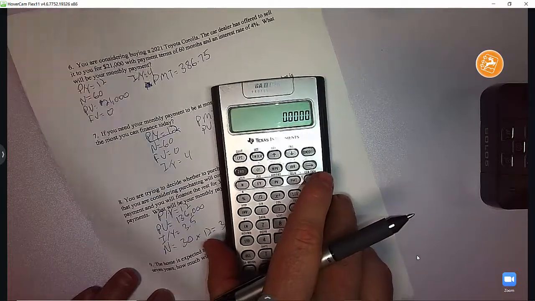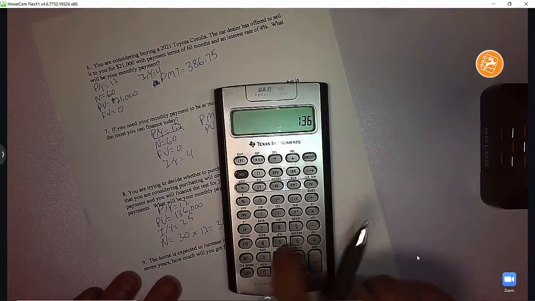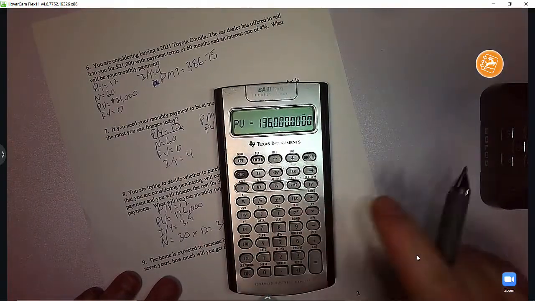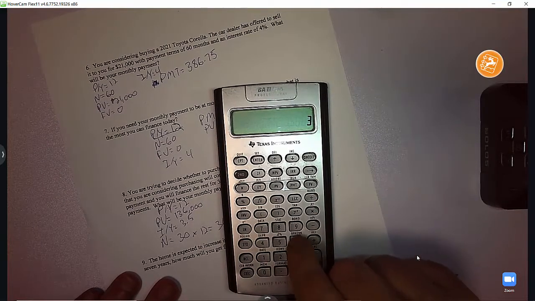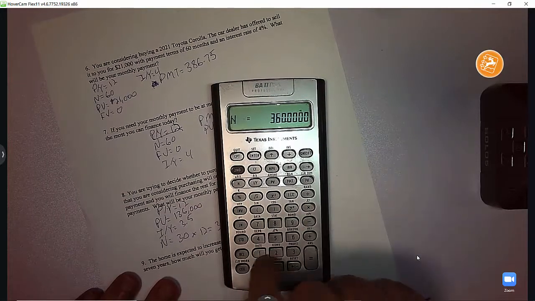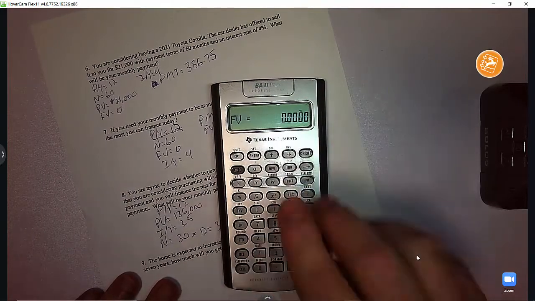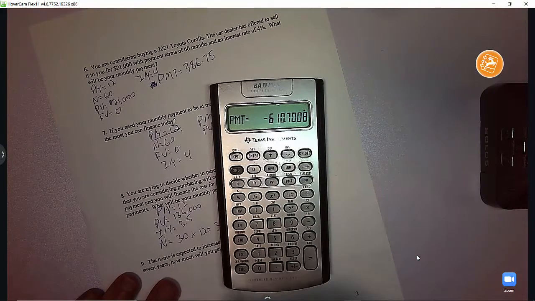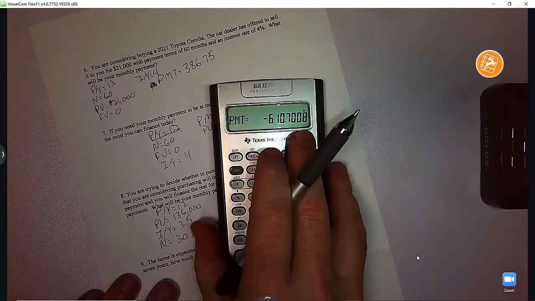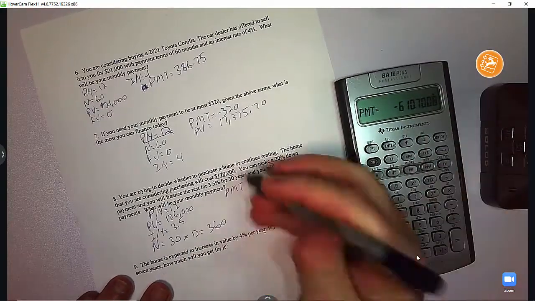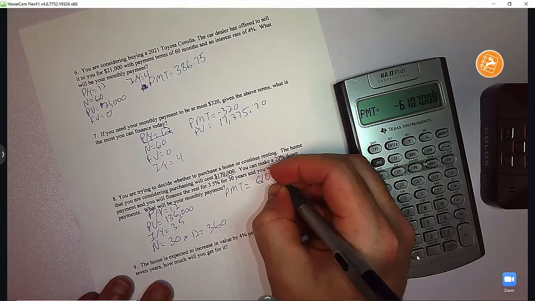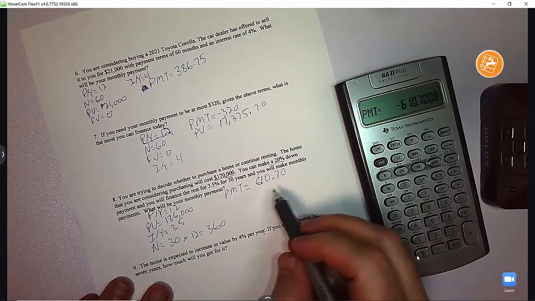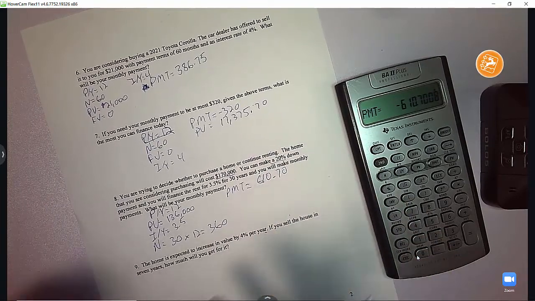I'm going to put in my present value at 136,000. My interest rate is 3.5. My N is 360. My future value is 0 because I'm going to pay this off in my 30 years. My payment is going to be equal to $610.70. And you might notice I'm keeping these as positive numbers. You can put a negative or a positive number, just depending on the situation.